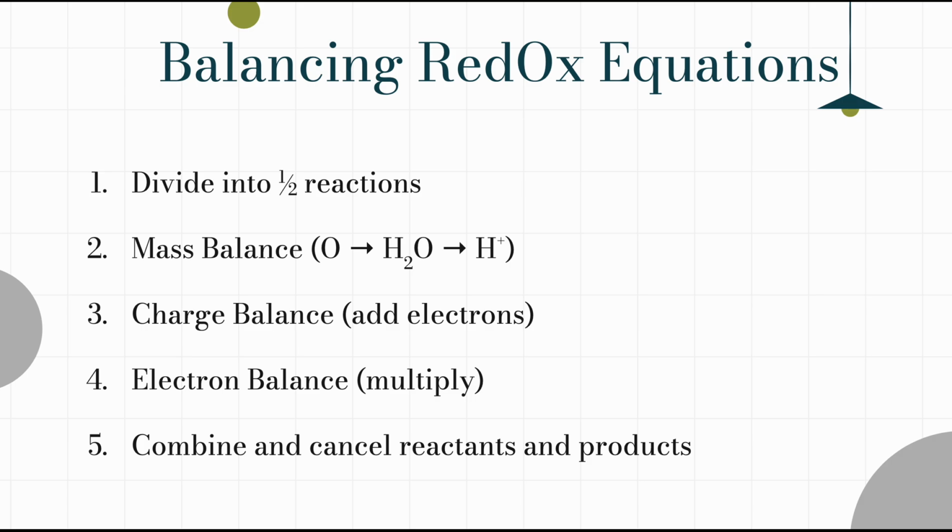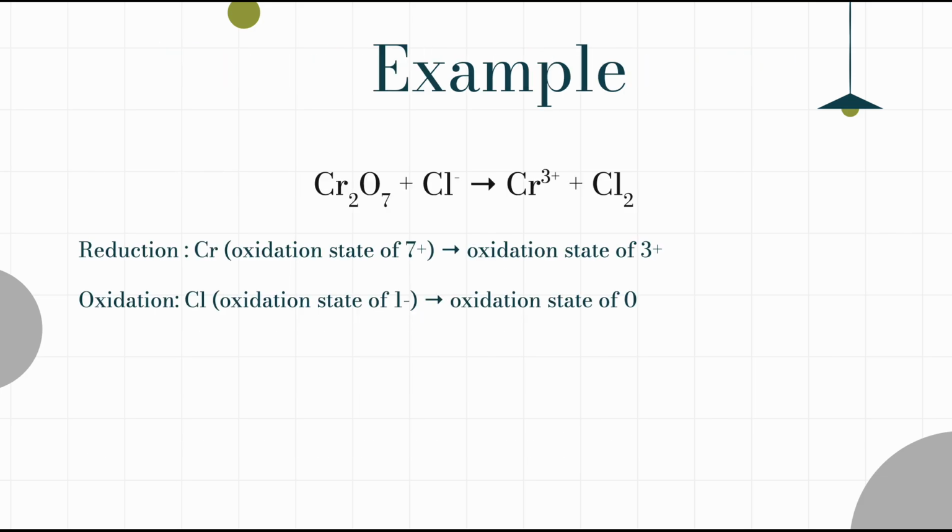You will electron balance between the reduction and the oxidation half reactions. And then you will combine the 2 reactions again and cancel reactants and products that are repeating, also known as spectator ions. So let's look at an example. Here we have Cr2O7 plus Cl- reacts to create Cr3+ plus Cl2.